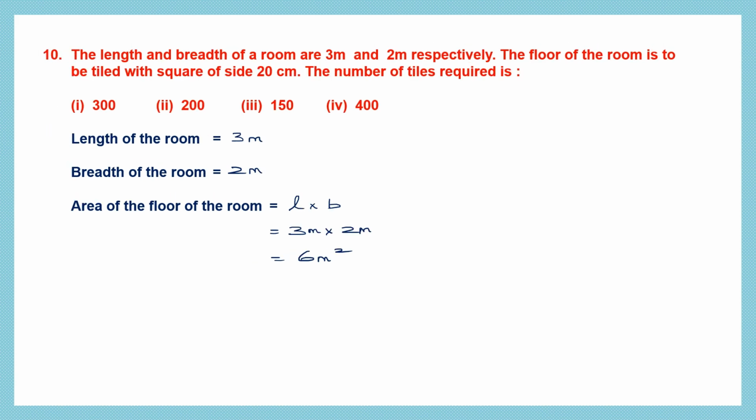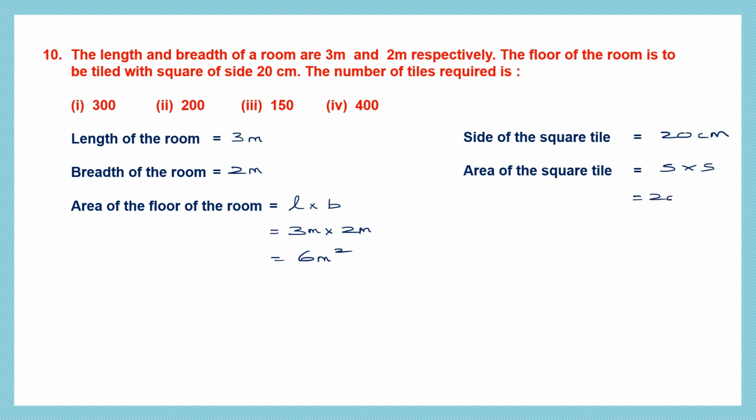Now we have to find the area of the square tile. So let's do that. The side of the square tile given to us is 20 centimeters. Now the area of a square is side into side, which is 20 centimeters into 20 centimeters. 20 into 20 is 400, and this is 400 centimeters square.